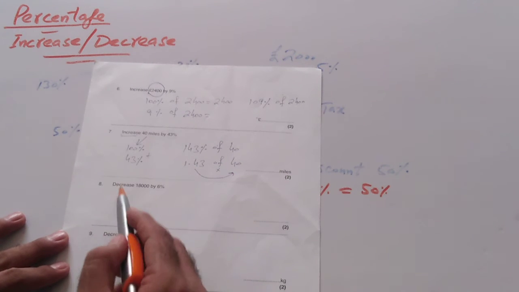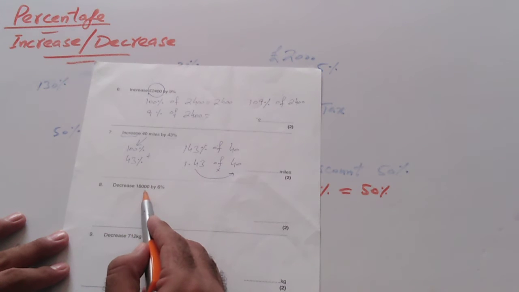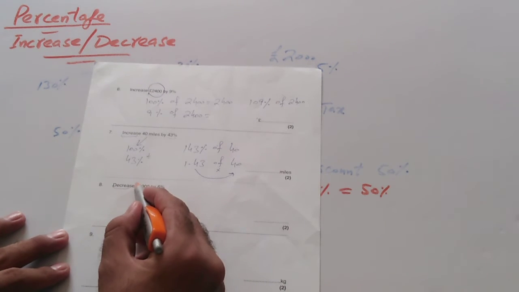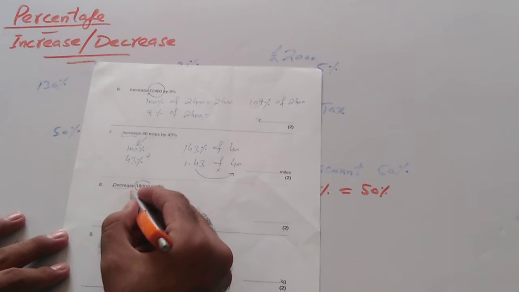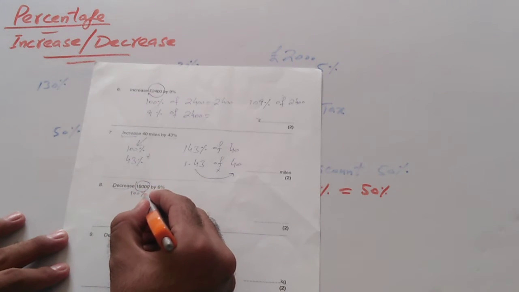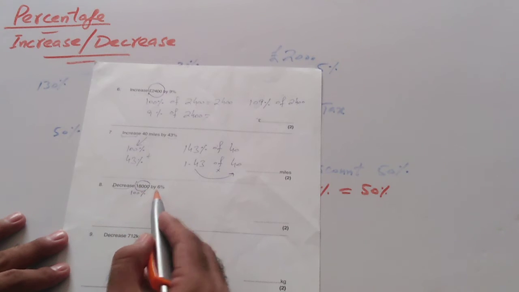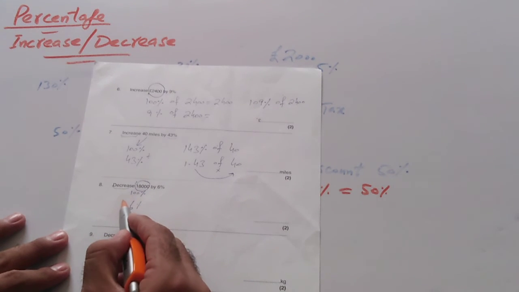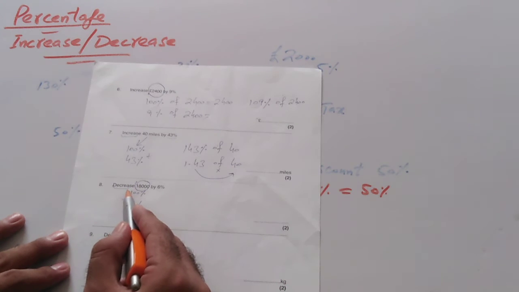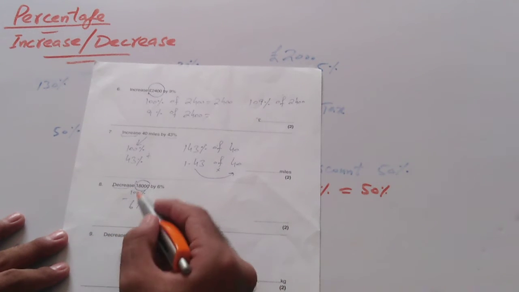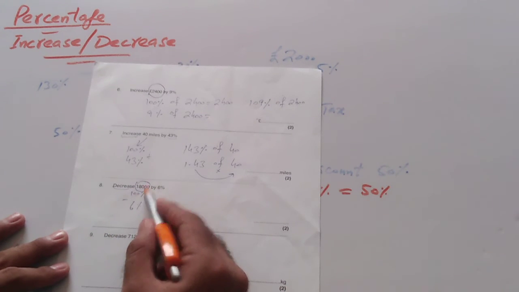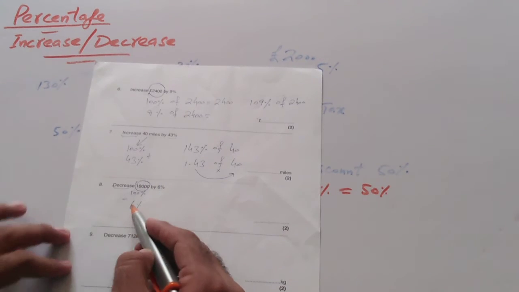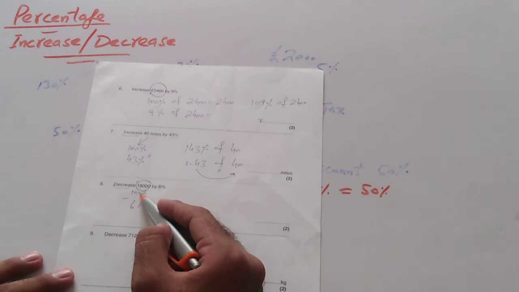All right, next it says decrease 18,000 by 6%. So this time it's decrease, but this is the whole thing, so that's 100%. So we have to find 6% also, but finally we have to minus them because it's decrease, it's less. So either find 100% of 18,000, that will be just 18,000, then find 6% and then minus them, or you can just minus the percentages first.